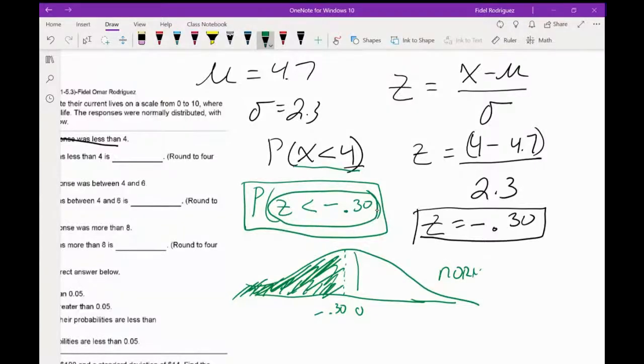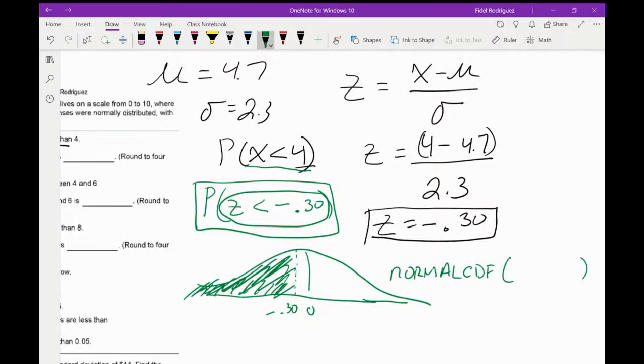If we're going to use our calculator, we're going to say, let's go with normal CDF. What is my lower number going to be if I'm all the way over here? Anyone know? Negative 999. Perfect. You got it. Negative 999. And then, comma, negative 0.30. And that'll be our answer.